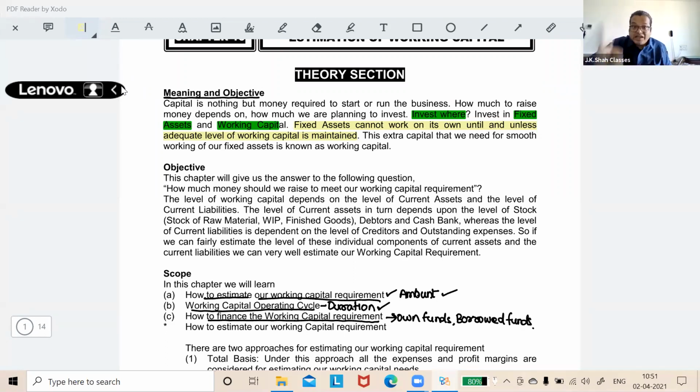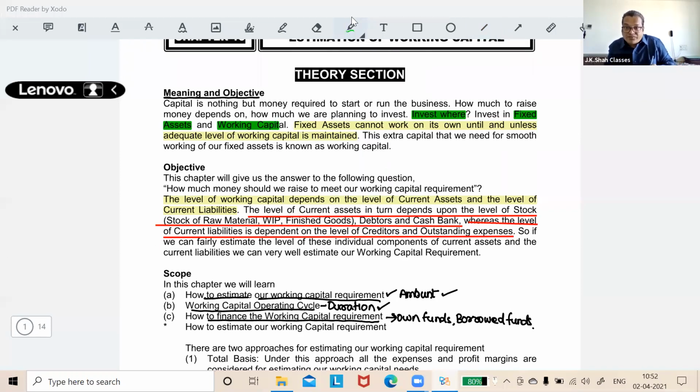Done, sir. And then the same thing that we discussed. See, the level of working capital depends upon the level of current assets and the level of current liabilities, right? The level of current assets depends upon the level of stock, debtors, cash and bank. Whereas the level of current liabilities depends on the level of creditors and outstanding wages. I just wrote wages also, that's fine. So if we can see, that's what is also written over here.